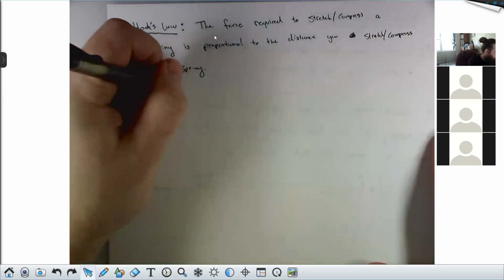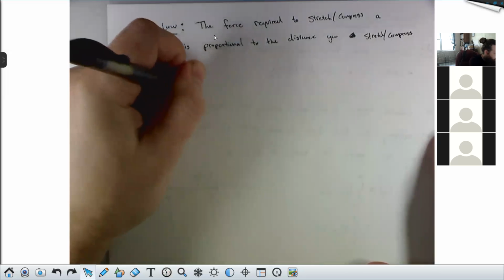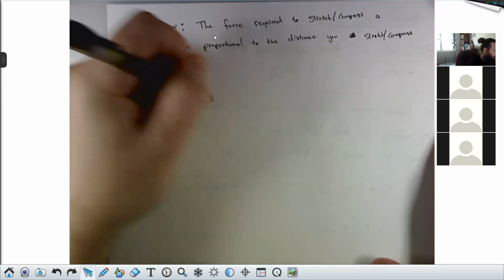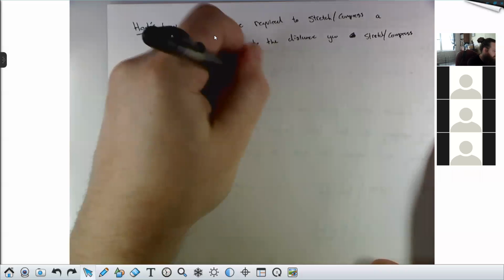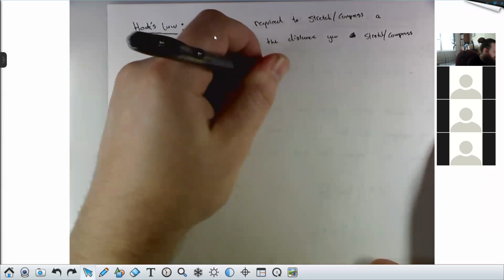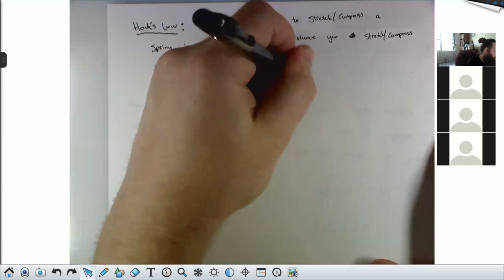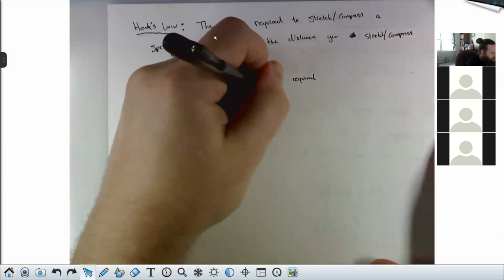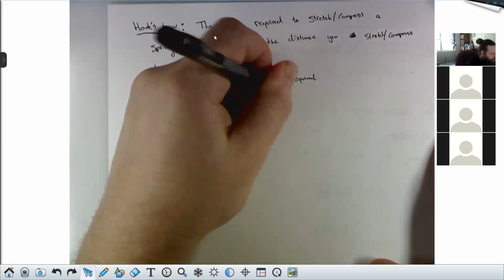In mathematical notation here, we would say the force is equal to some constant times the distance that you're compressing, x. F here is the force required. x is the distance from equilibrium.